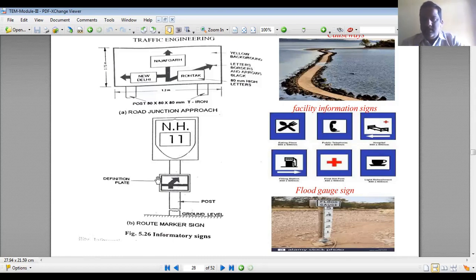First one is regulatory or mandatory signs. Second one, warning or cautionary signs. Third one is informatory signs. So these three are the traffic signs which are very helpful to road users while traveling on a highway or road. Okay. Thank you.